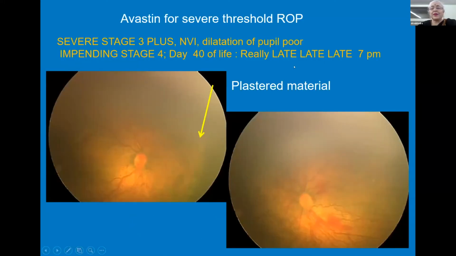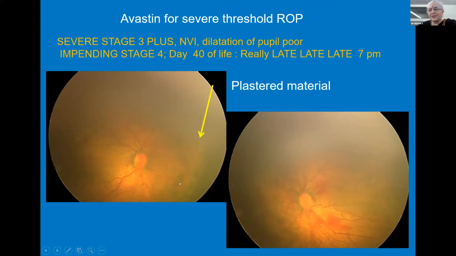So here we have a baby who came to us at about 40 days of life, which is late for us. And you can see here all this candle wax dripping-like thing. It came at 7 p.m. when I'm just ready to go home. And then I said, okay, what should we do? Anyway, this baby will need anti-VEGF because it's so bad.